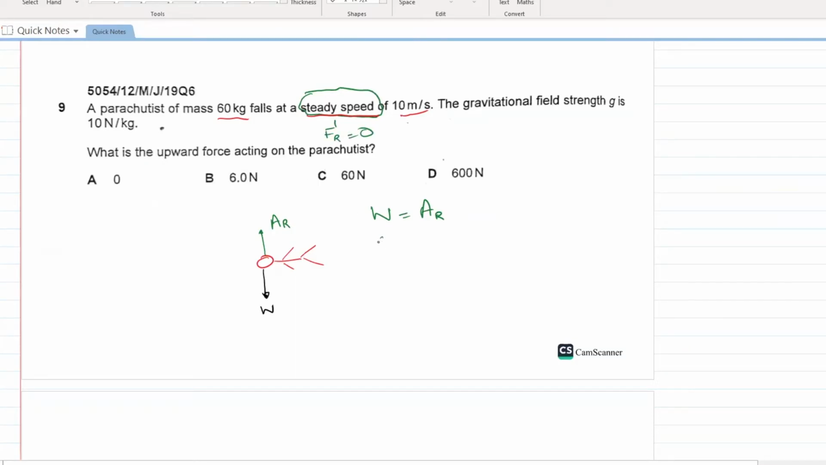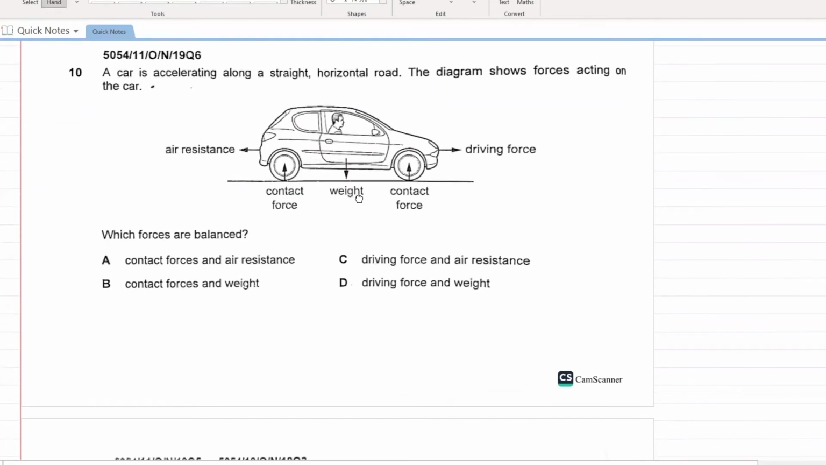What will be the weight here? 60 kg multiplied by the gravitational field strength, that is 10. 600 Newton is your upward force. D is your answer. Let's further move ahead.